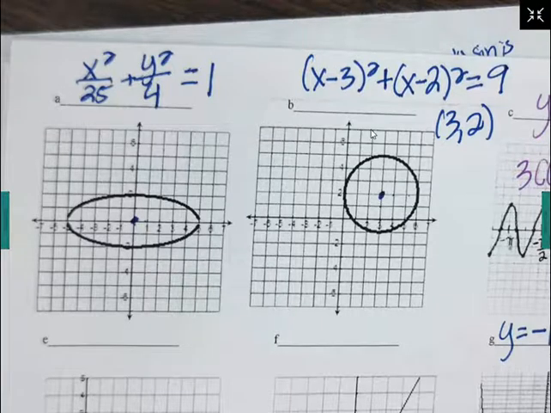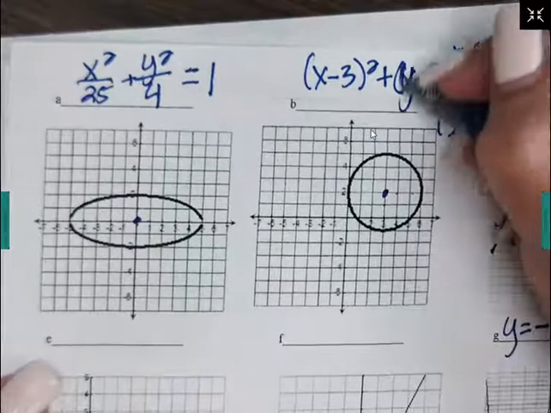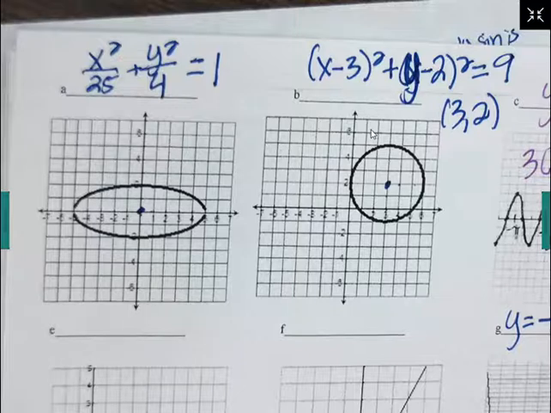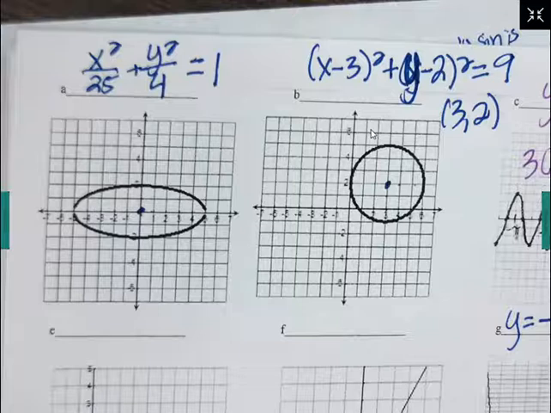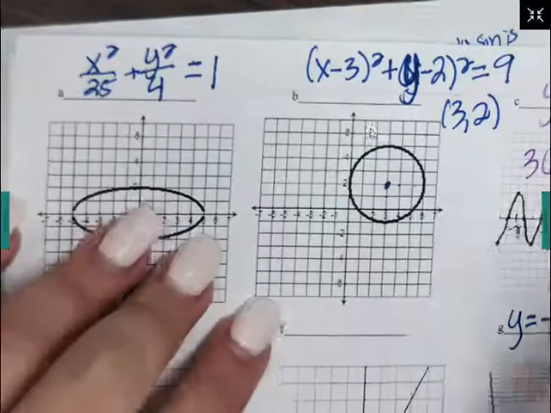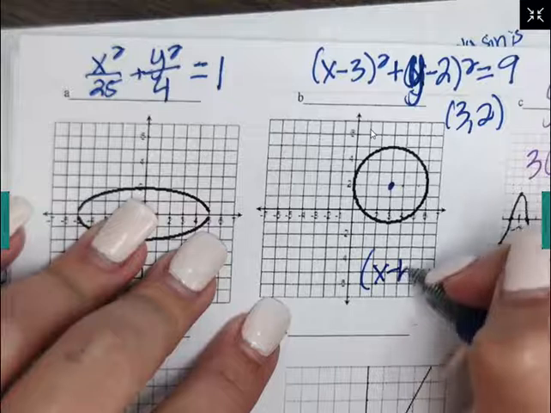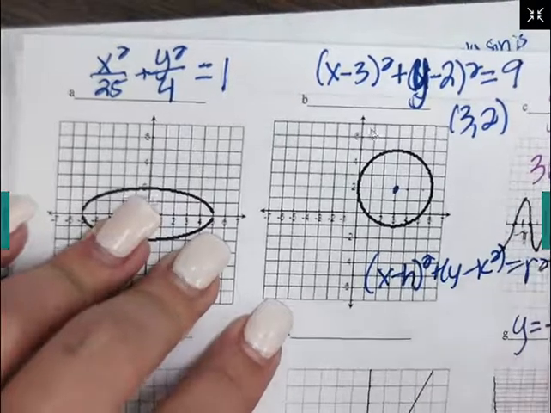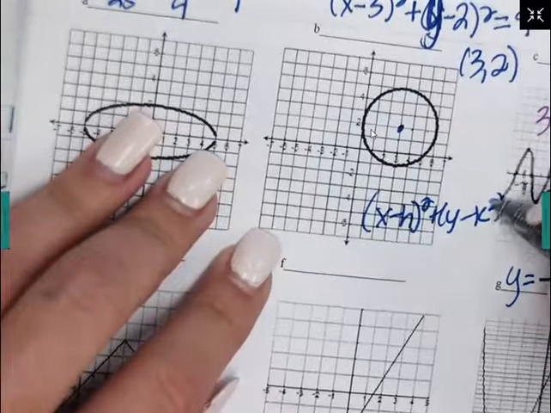Your answer is x minus 3 squared plus, oh, that's a y. I'm sorry, this is a y minus 2 squared. I thought it was always equal to 1. That's true for ellipses, but not for circles. Remember, that's what makes circles and ellipses different, okay? The formula for a circle is x minus h squared plus y minus k squared is equal to r squared. And that squared's on the outside, sorry.